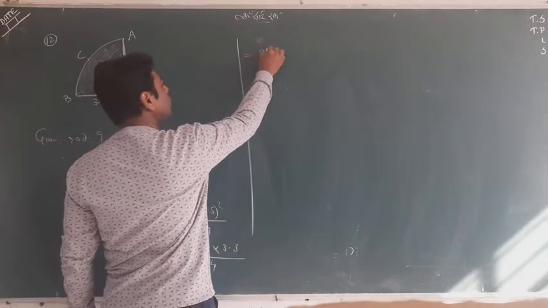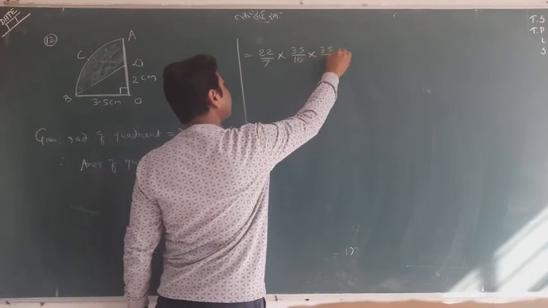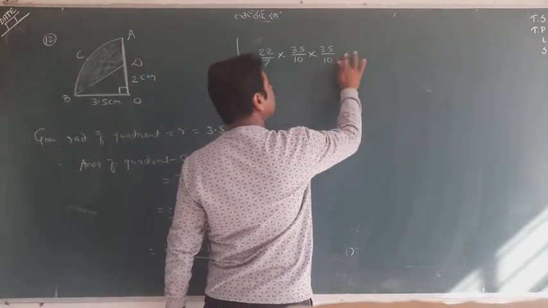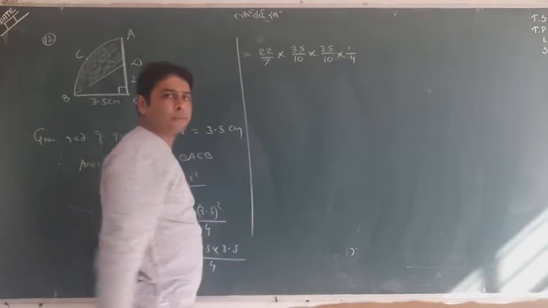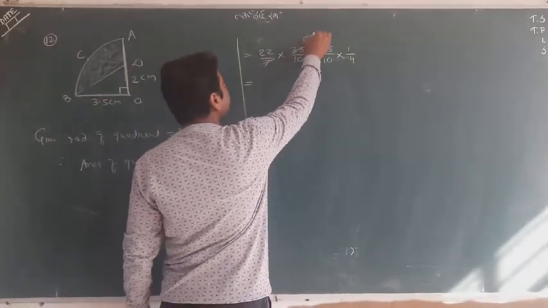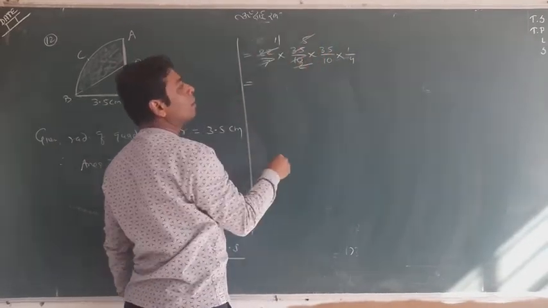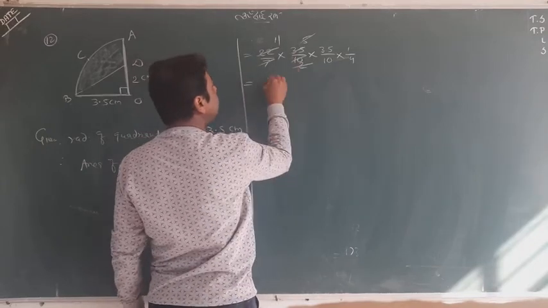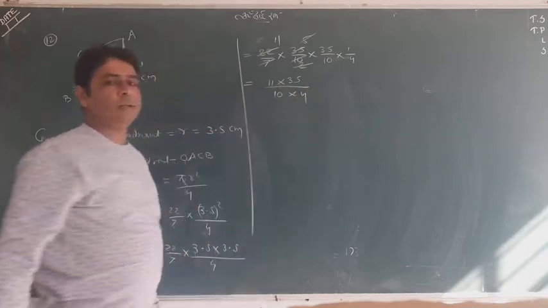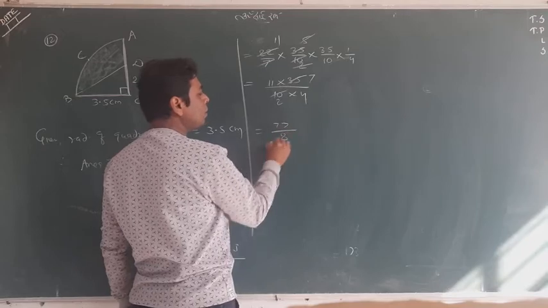Now 3.5 can be written as 35/10, 35/10. You know, I remove the decimal into 4. Into 4, I am writing it just outside, 1/4. This is 1/4. And now I want to cancel. 7 5s are 35, and 2 11s are 22. And afterward we have 11 into 35 upon 10 into 4. Now we will cancel 5 2s, 5 7s, 77 upon 8.